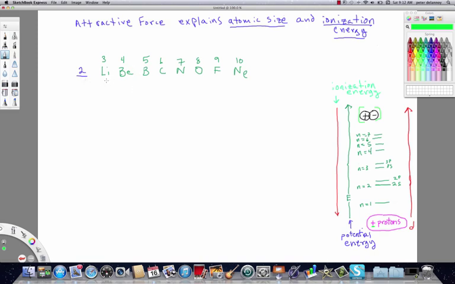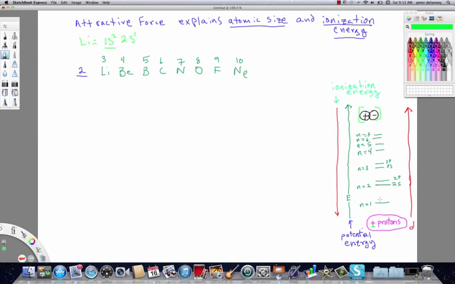So what I'm showing on the screen here are the period 2 elements, starting with lithium and going to neon. Now, it's important that the viewer have a basic understanding of electron configuration. So lithium, for example, has 3 total electrons. So if I was to write the electron configuration for lithium, it would be 1s2, 2s1.